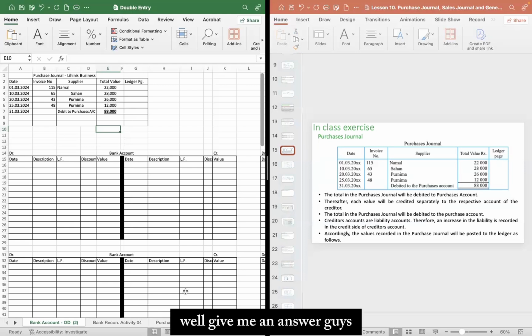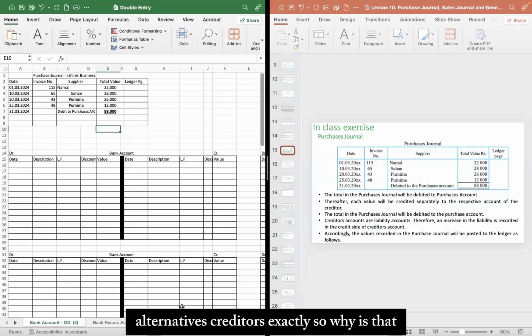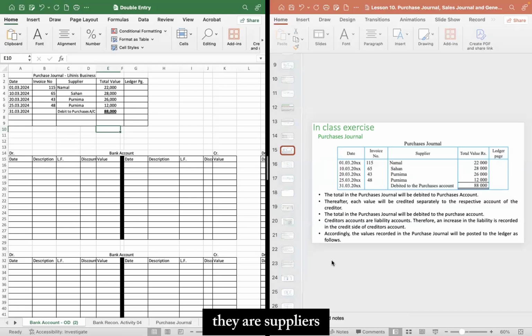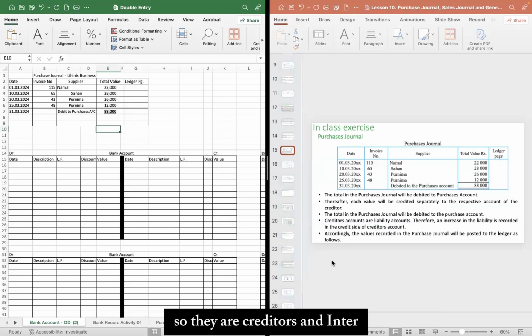Well, give me an answer, guys. Who are they? Creditors. Creditors, exactly. So why is that? They are suppliers. They are suppliers and they have sold goods on credit, so they are creditors.